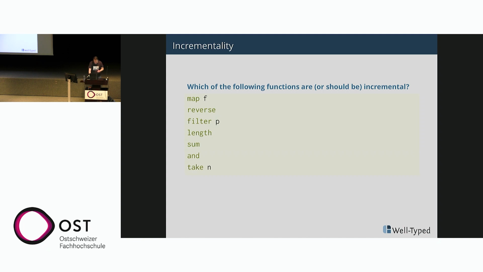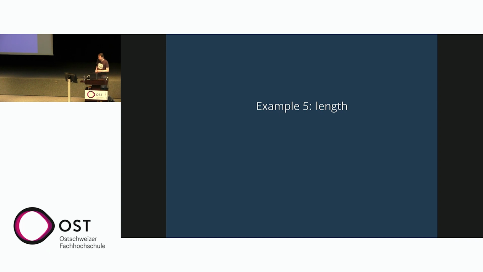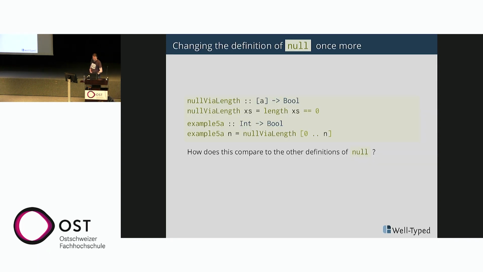It's an exercise you can do on your own: which of these functions should be incremental? Let's look at another example. Let's look at length. Let's change the definition of null once more, and let's define null via the length function. Null is now defined as the length of xs equal to 0, so we're checking null via length equals 0.